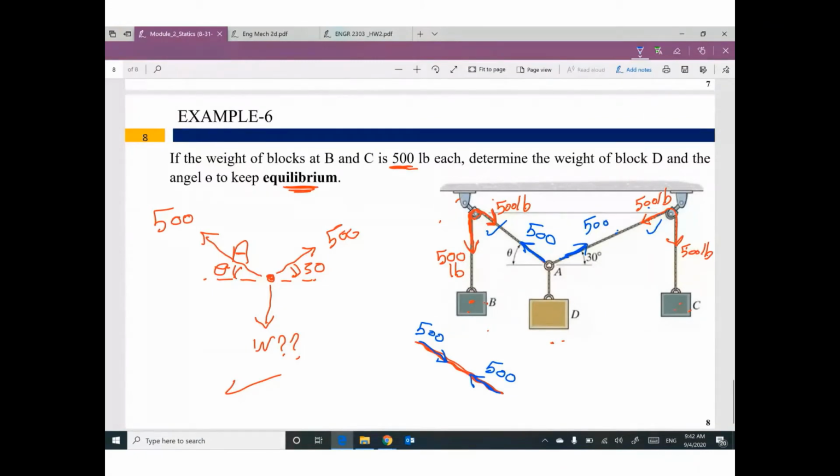So finally, I can go through particle A. We have a vertical weight here. This weight is unknown; we are looking for the weight of block D. This force is known, 500, with angle 30. This force is known, 500, with angle theta unknown. That's it. This particle A is in equilibrium.